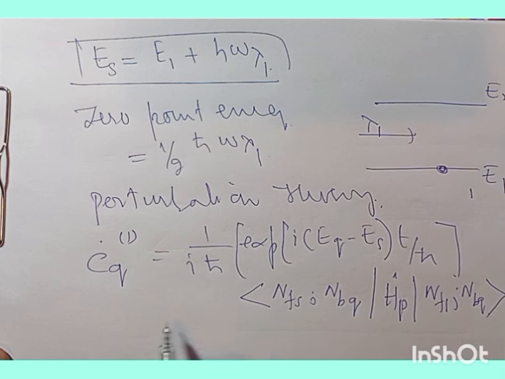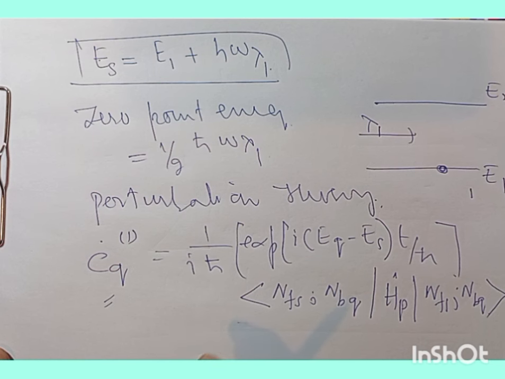Now, as time evolves, to have any non-zero result for the amplitude C_Q of the state Q, what is required is a non-zero result for this amplitude. So this matrix element has to be non-zero.